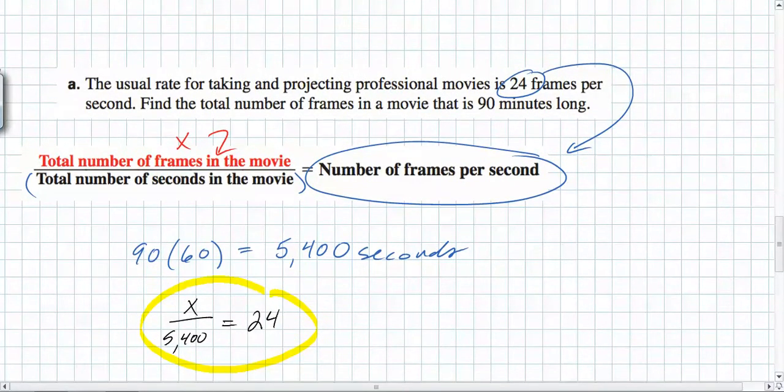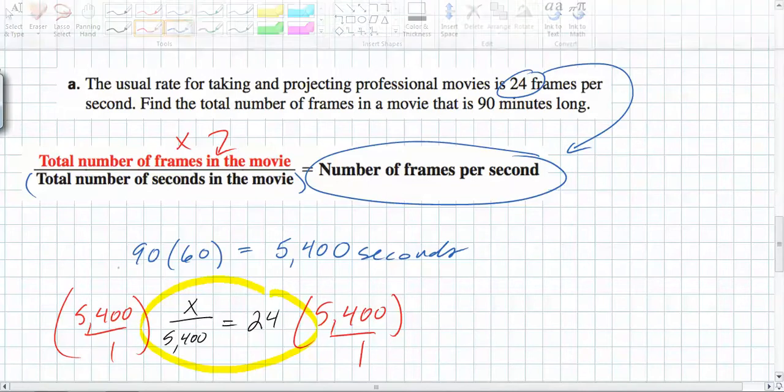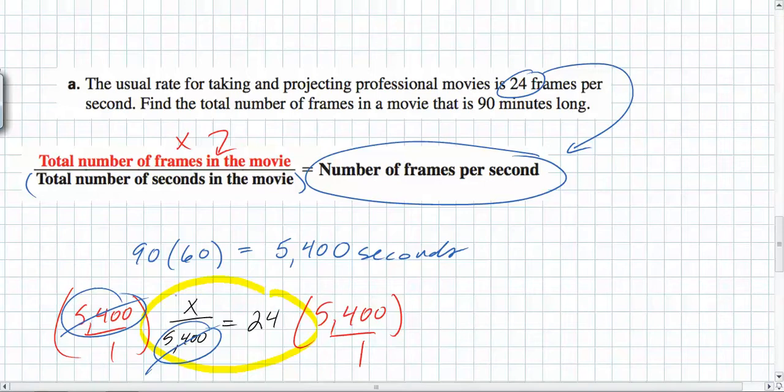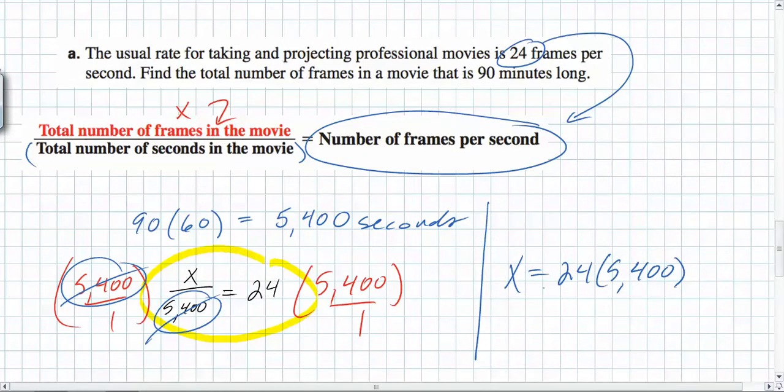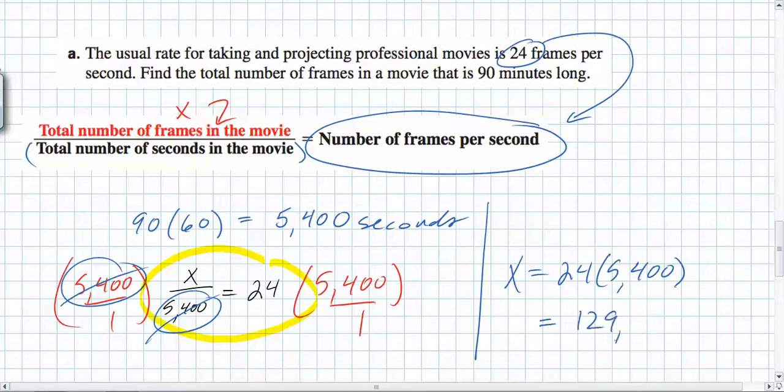Since x is being divided by 5,400, we need to isolate x, so we are going to multiply by 5,400 on both sides. 5,400 on the other side, remember it's over 1 just to be clear. And now we know that the 5,400 on this side cancels here, leaving us with the expression x equals 24 times 5,400, which equals, and I had to break out the calculator for this, 129,600. So that's how many frames there are in the entire movie, right here.